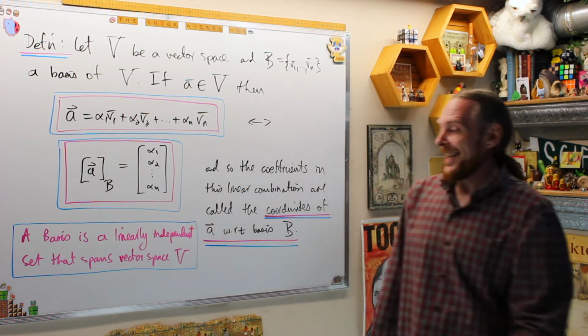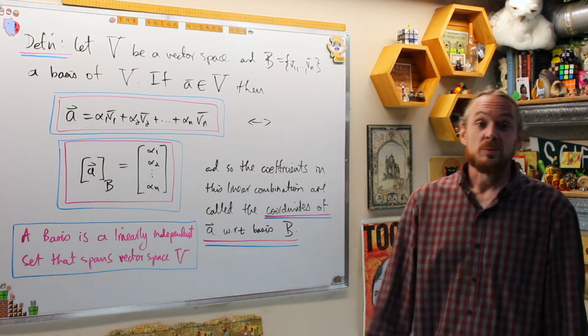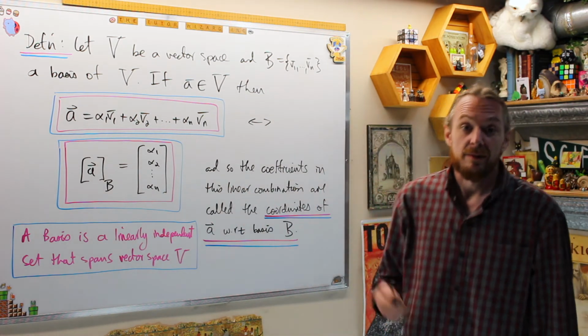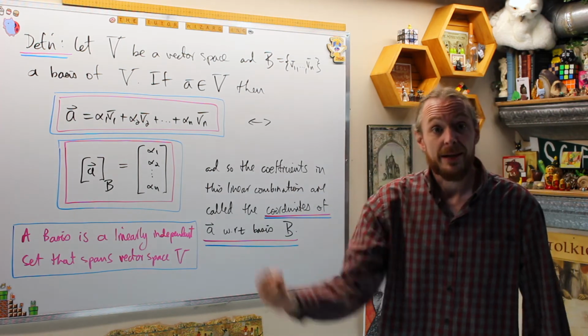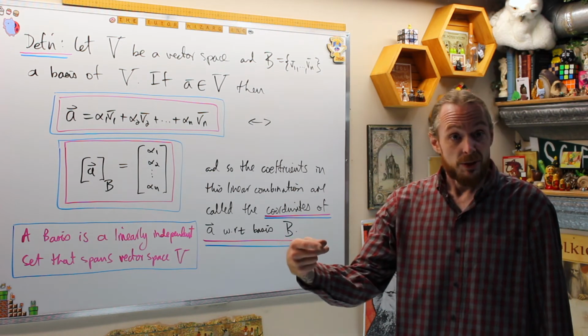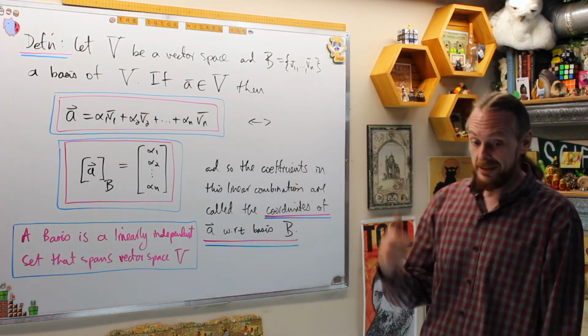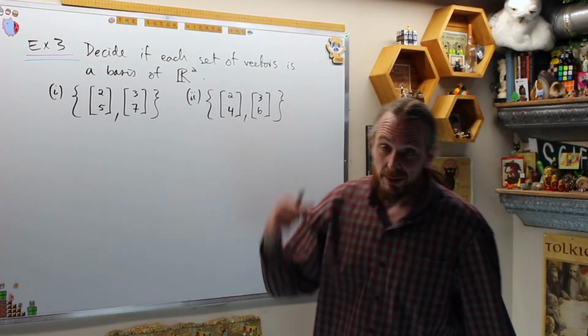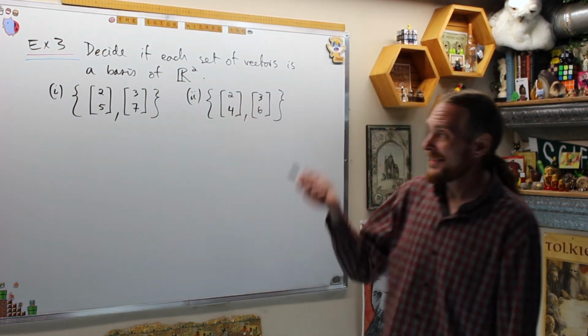A basis is a linearly independent set of vectors which spans the entire space. So a basis has two conditions. It has to be linearly independent and it has to span the space. Checking linear independence is much easier, so if you have a choice, always check independence. Let's do an example.